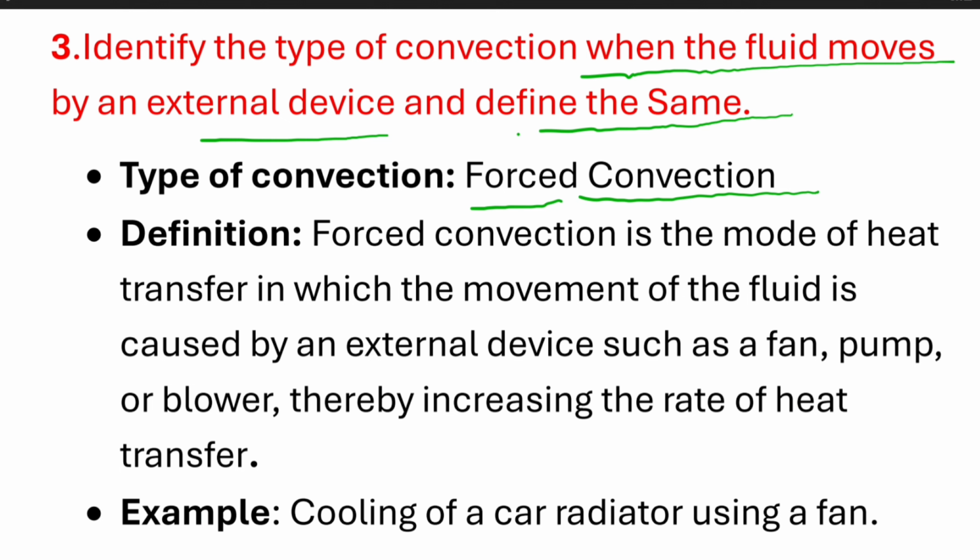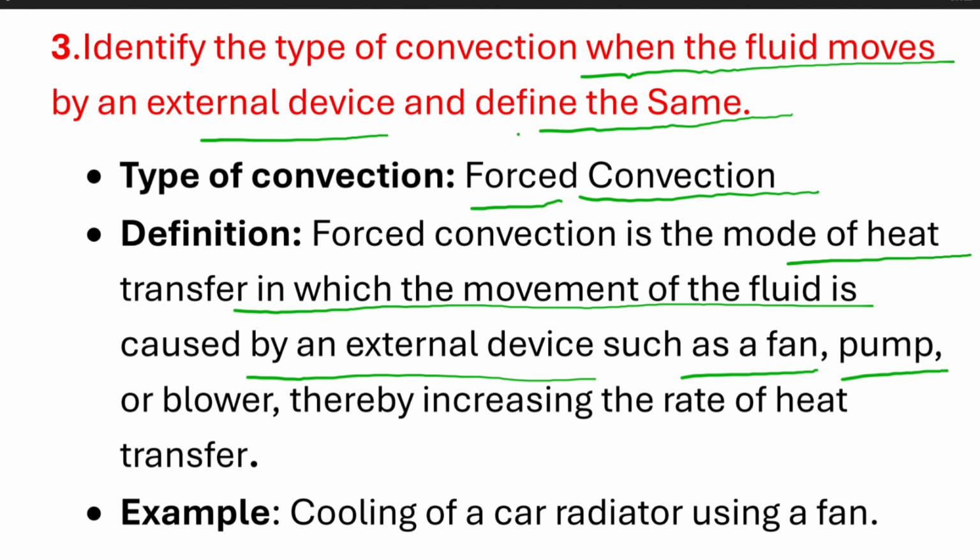Coming to the definition, forced convection is a mode of heat transfer in which movement of fluid is caused by an external device such as a fan, pump or blower, thereby increasing the rate of heat transfer. We are using a medium like liquid or gas, but here we use external devices, that is fan, pump, blower. Based on that, heat will be transferred. You can give an example: cooling of a car radiator using a fan. We have to control the heat, so we are using a fan to cool. This is an example.